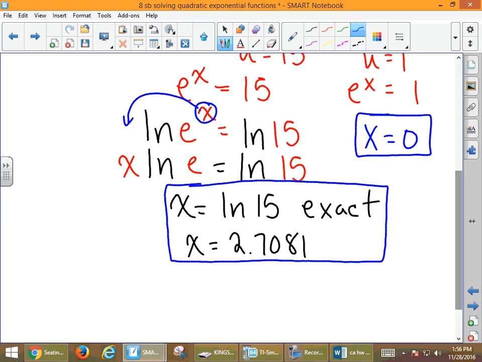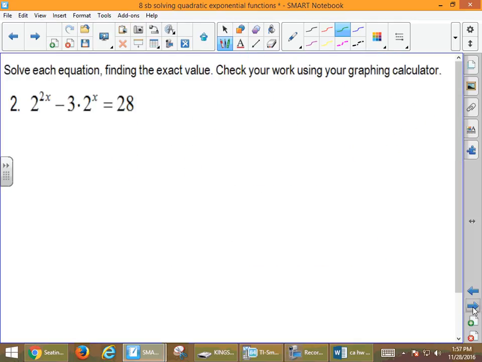So let's try another. They're usually fairly straightforward, but we need to get used to the steps. The first step being, do we have like bases? And if not, can we adjust it so that we do? And once again, it doesn't always work, but it oftentimes works. We do have the same base. If we look at the middle term here, the 3 times 2 to the x, it looks like 2 to the x is going to be our base.